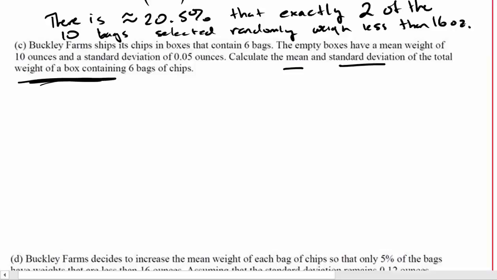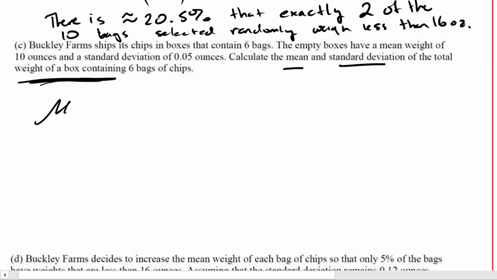So it's really important because we're trying to calculate the mean of the box. It's like a combined value, a combination of one box and 6 bags of chips. So we can think about that. The mean should be easy to compute.